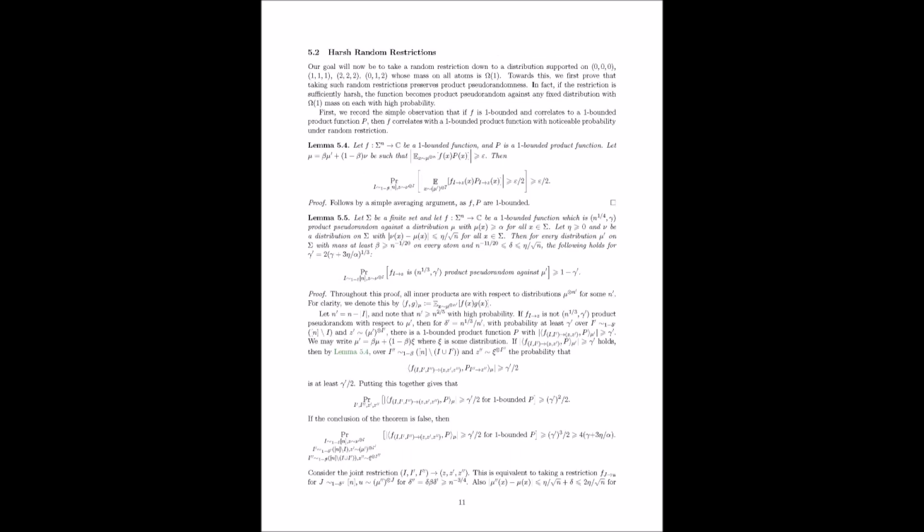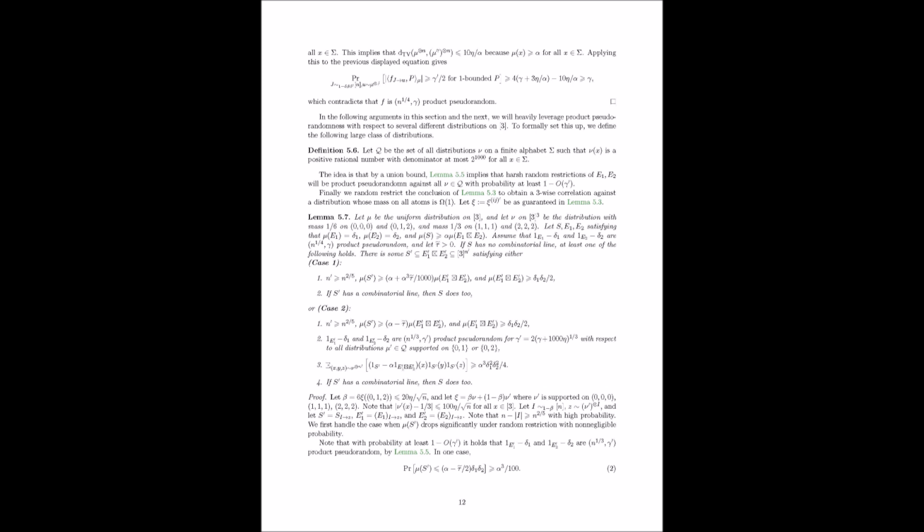What are some of the key ingredients in their approach? One of the stars of their proof is this concept of product pseudorandomness. It's a way to rigorously analyze whether a function is truly random or if it has some hidden structure lurking beneath the surface. Okay, so we're dealing with functions now. How do those enter the picture?